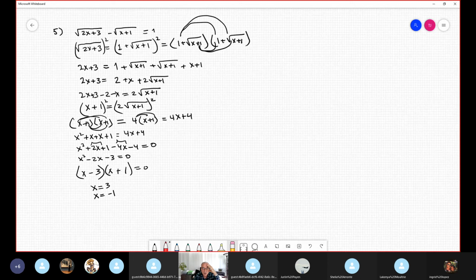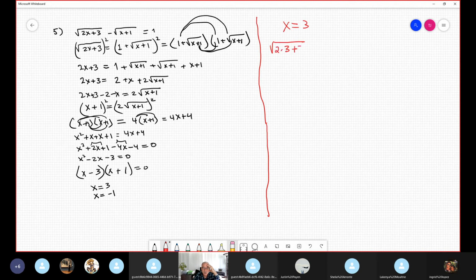Okay, original equation verification using red color. X equal 3, plugging into the original: square root 2 times 3 plus 3 minus square root 3 plus 1 should be 1. I claim this statement because I'm not sure it's true. 2 times 3 is 6, plus 3 is 9, square root 9 is 3, minus 3 plus 1 is 4, square root 4 is 2, 3 minus 2 equal 1 is true. Solution 3 is good.